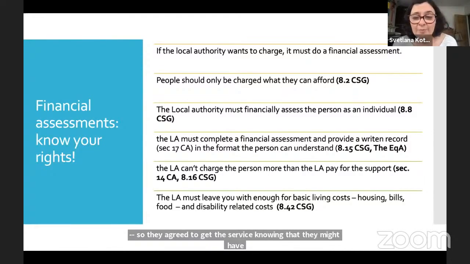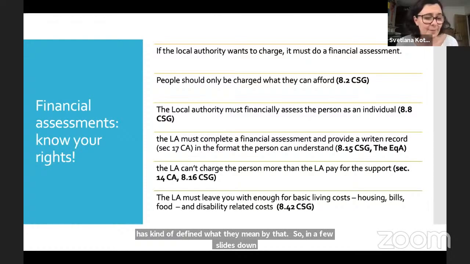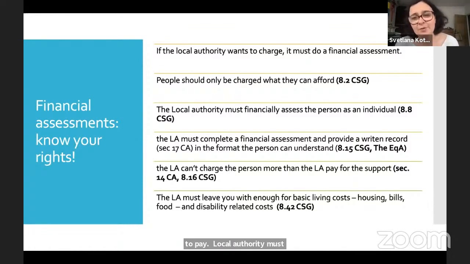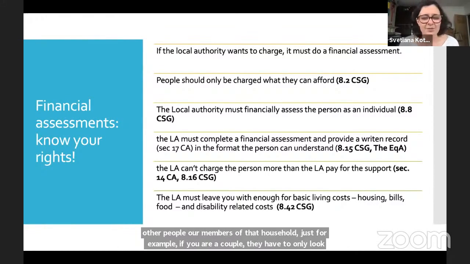People should only be charged what they can afford. The government has defined what they mean by that, and in a few slides we will talk about what exactly the government thinks people can afford to pay. The local authority must financially assess the person. So if a person is a member of a household, for example a couple, they have to only look at your finances, not touching the finances of your partner or spouse.